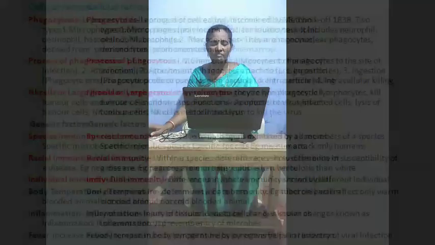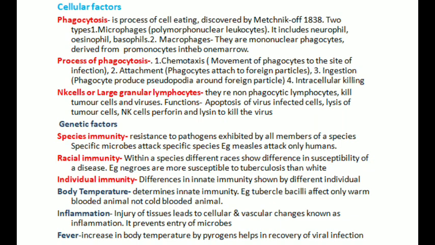Then cellular factors. The first cellular factor is the phagocytic process. Phagocytosis is the process of cell eating. The process was first discovered by Metchnikoff in 1883. There are two types of phagocytic cells. They are microphages and macrophages. The microphages are polymorphonuclear leukocytes, and the macrophages are mononuclear phagocytes, which are derived from promonocytes in the bone marrow.